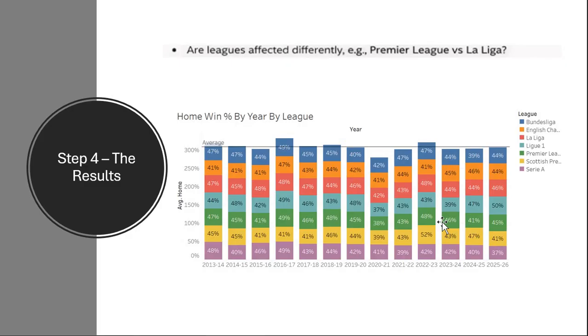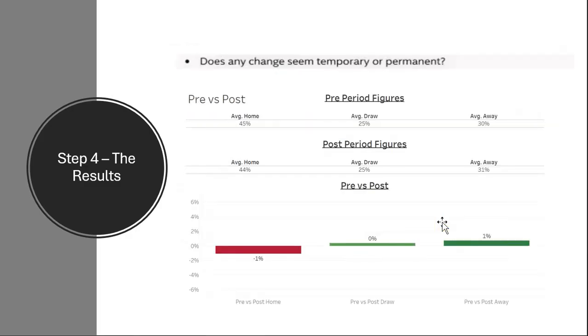Our next question was, does any change seem temporary or permanent? As you can see here, it seems like it was temporary. It literally was what we call in the industry a pulse, where it dipped for the COVID season and it rose back up to what we expected. There's only a 1% difference between our pre and post periods compared to the 5 and 4% differences we saw in our COVID season. So there's nothing extremely different that we can see in any data in there.